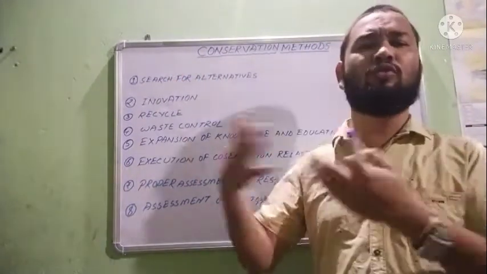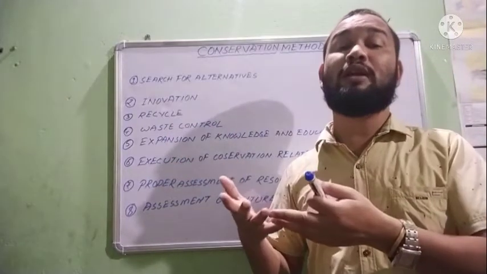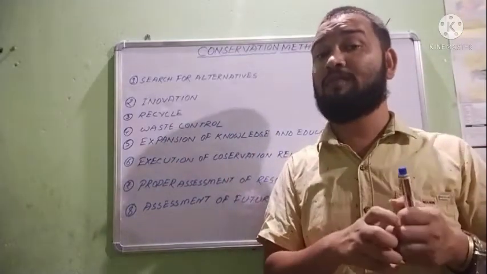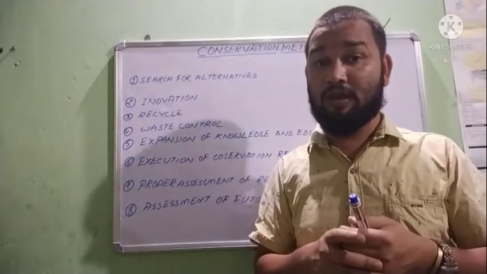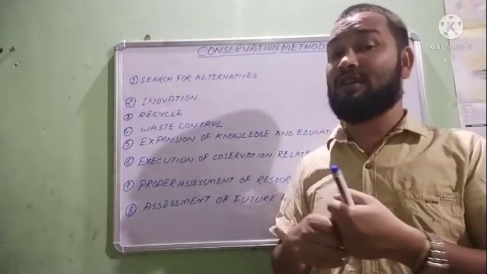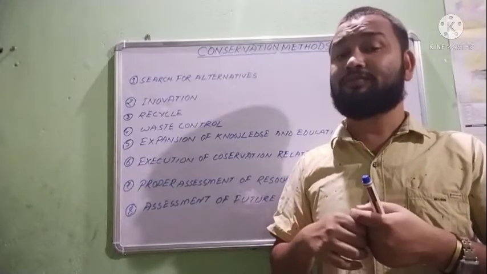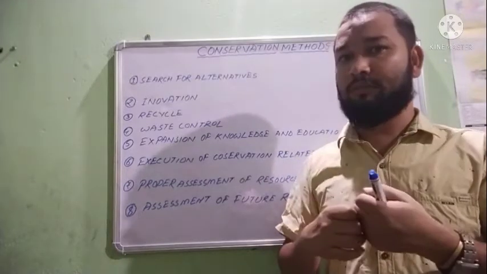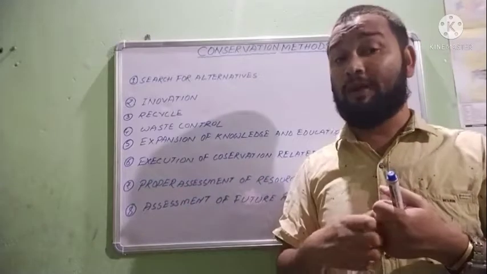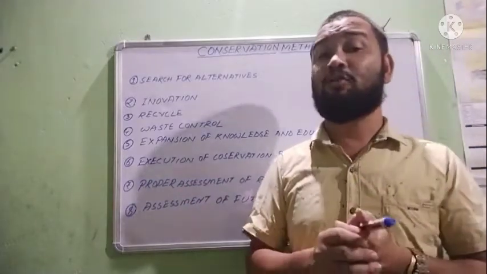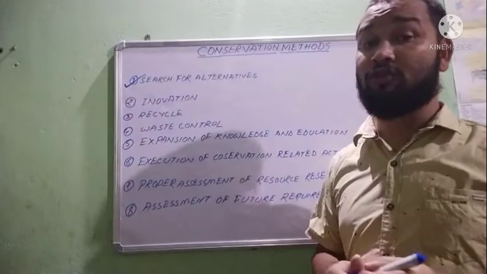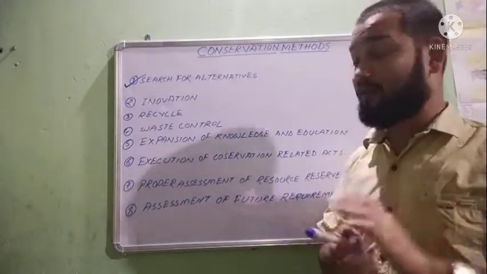Some other examples: cotton we are using. In spite of natural cotton, we can use artificial fiber. Cotton is a fiber. In spite of chemical fertilizer, you can use bio fertilizer. These are the search for alternatives. This is the first method of conservation of natural resources.